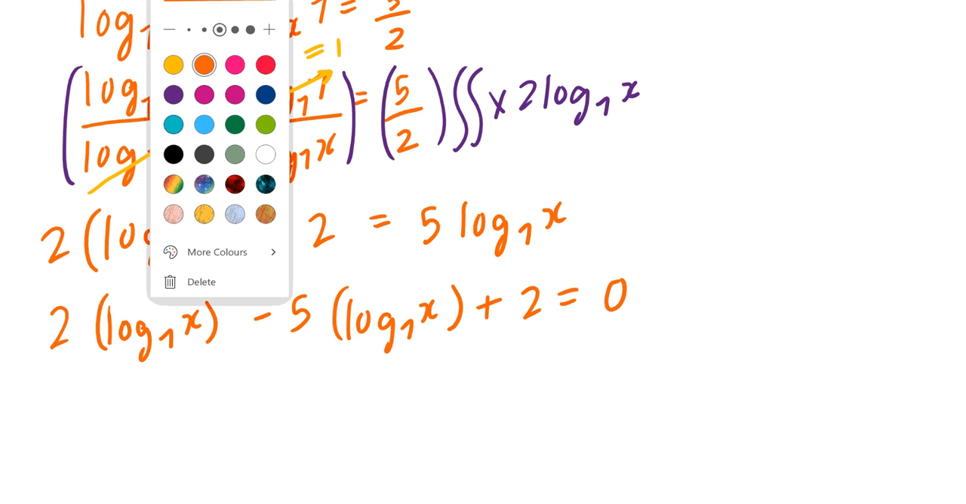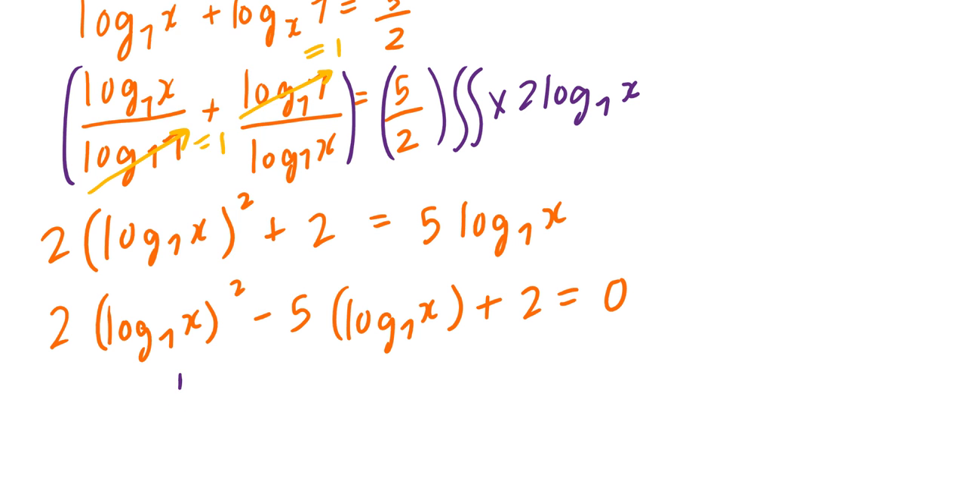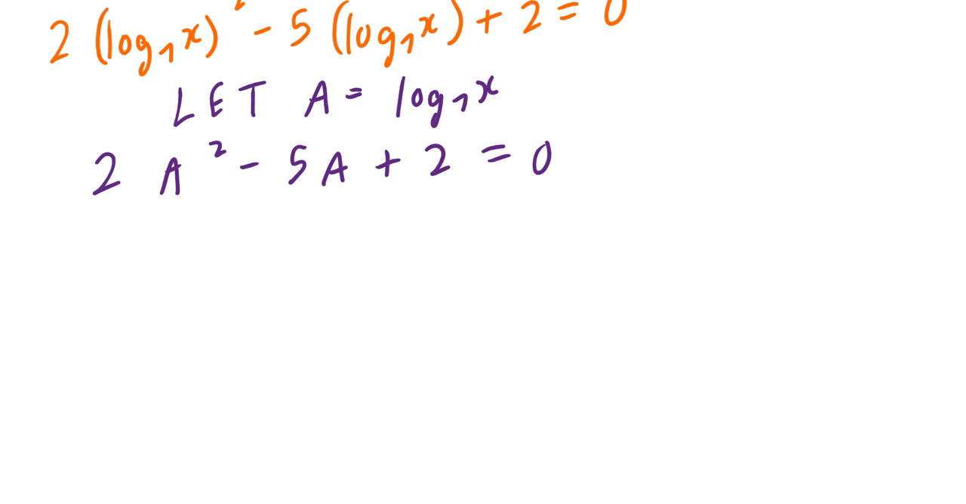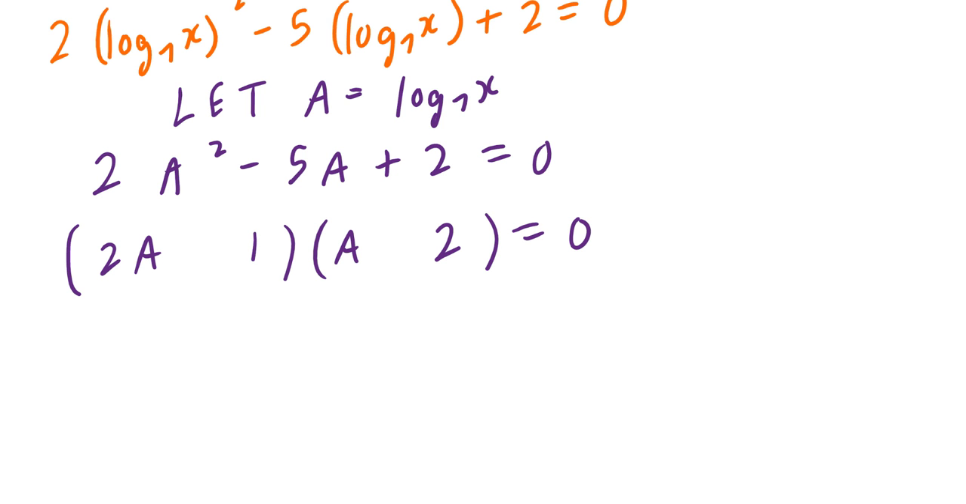Again, if you're not comfortable factoring this as is, you can let a equal log base 7 of x. This means 2 times a squared minus 5 times a plus 2 equals 0. This is complex factoring, something you did back in grade 10 math. 2a squared becomes 2a and a, the factors of 2. That will give you a sum of negative 5, which is going to be negative 1, negative 2, just like that.